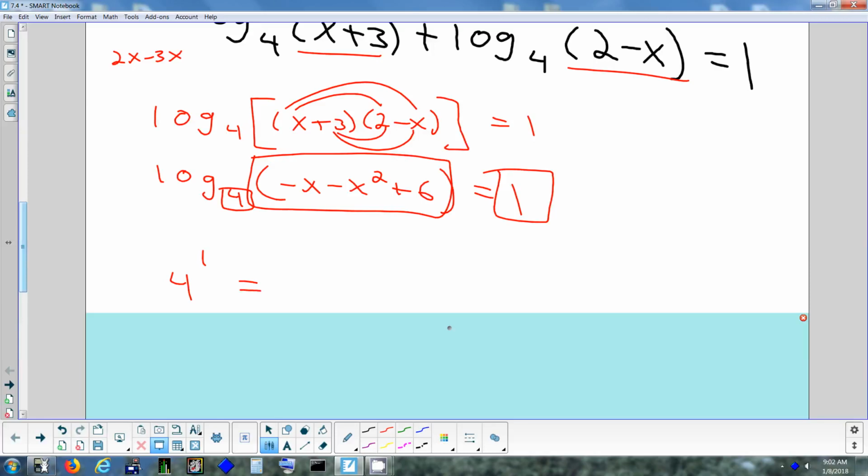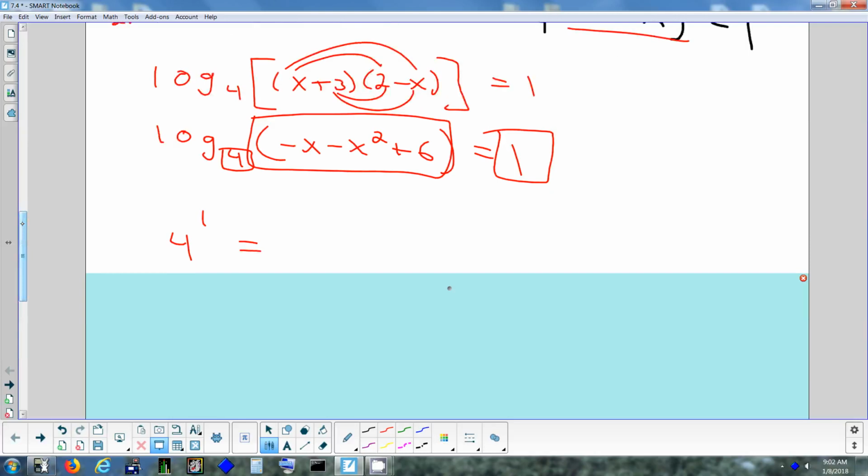And Cameron, what does that mean would go on the other side? The argument. The argument, which in this case is? In parentheses, negative x squared plus x plus 6. Yeah, I'm just going to write that the way we normally write it when we write a quadratic equation. Highest exponent first, then the linear term, and then the constant.